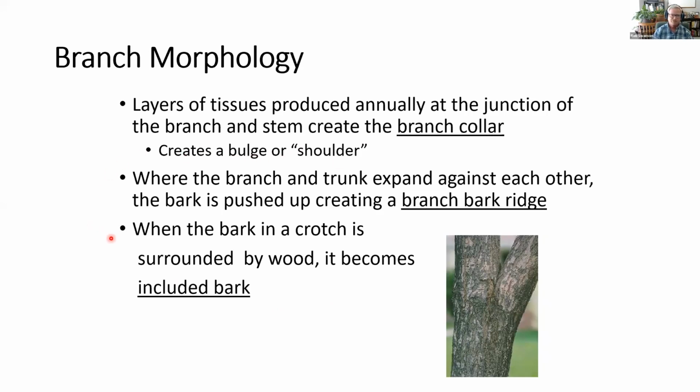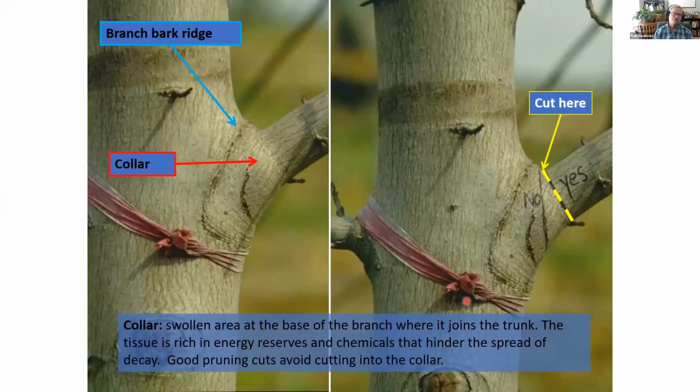Where the branch and trunk expand against each other, the bark is pushed up, creating a branch bark ridge. When the bark is in a crotch surrounded by wood, it can become included bark. This picture is an example of included bark. Take a look at the branch closer now. So here you can see this kind of shoulder, this very clear area right through here. This sort of fattened shoulder, that is the branch collar.